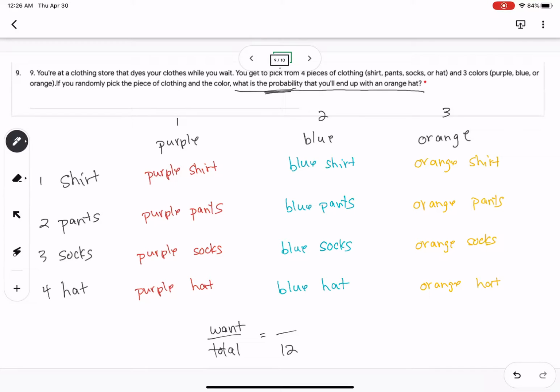It says, again, what's the probability you'll end up with an orange hat? So let's see how many orange hats there are. Here's our hat section right down here at the bottom, okay? We could get a purple hat, a blue hat, or an orange hat. Here's our orange section, orange shirt, pants, socks, or hat. The only one that's an orange hat is this one right here. So there's only one option that is an orange hat. So your probability is 1 out of 12.